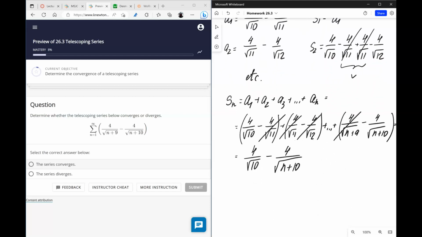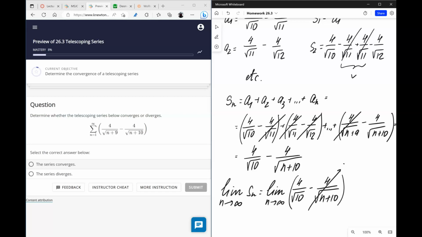What does that mean? That means to determine the convergence of the series, we now have to analyze the convergence of this sequence, which is much easier. And this particular sequence, you can see that this term just goes to 0, so the whole thing is just 4 over square root of 10. So this series converges.